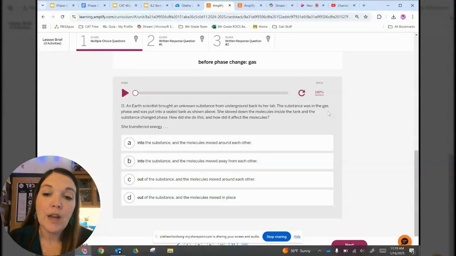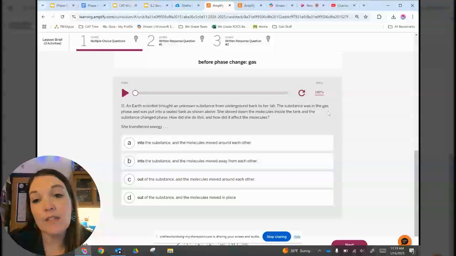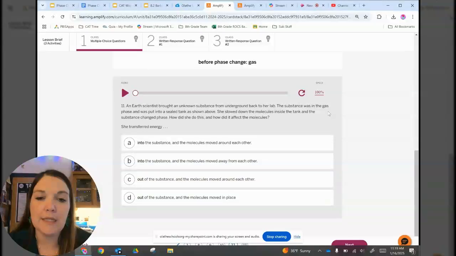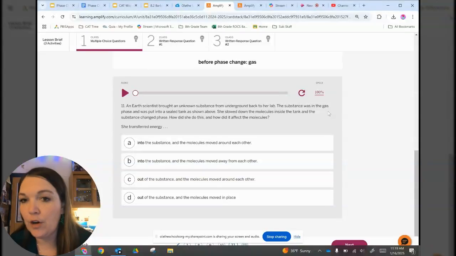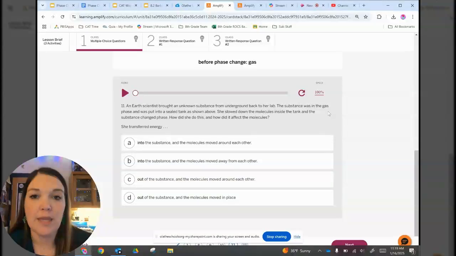But let's make sure that we are looking at D to make sure that we have looked at all of our answers and we found the most correct one. Okay, so D says out of the substance. She transferred energy out of the substance. Okay, I agree with that. And the molecules moved in place. Okay, in what phase do the molecules move in place? Well, as a solid, right? So that one is not correct because we are changing phase from a gas to a liquid.